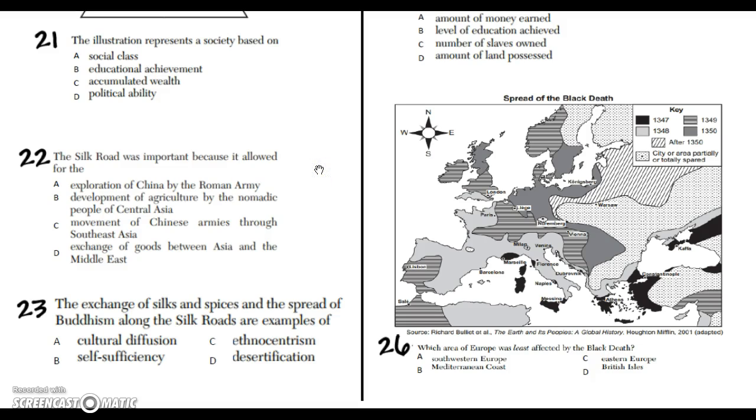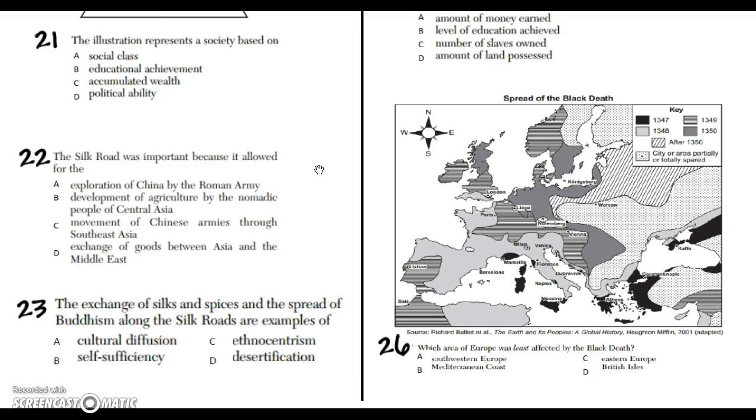Number 22. The Silk Road is important because it allowed for the A. Exploration of China by the Roman army, B. Development of agriculture by the nomadic people of Central Asia, C. Movement of Chinese armies throughout Southeast Asia, D. Exchange of goods between Asia and the Middle East.